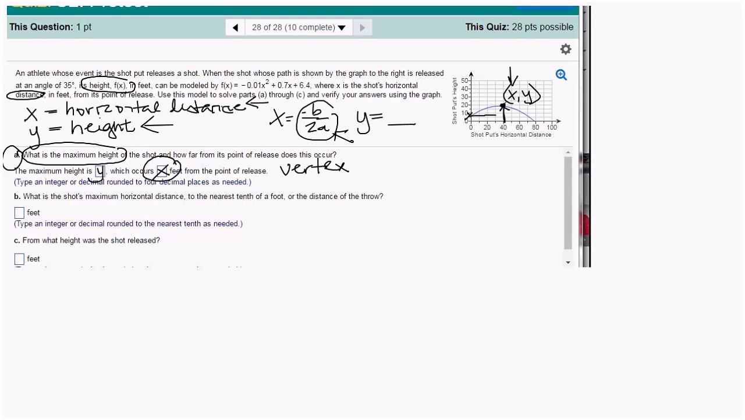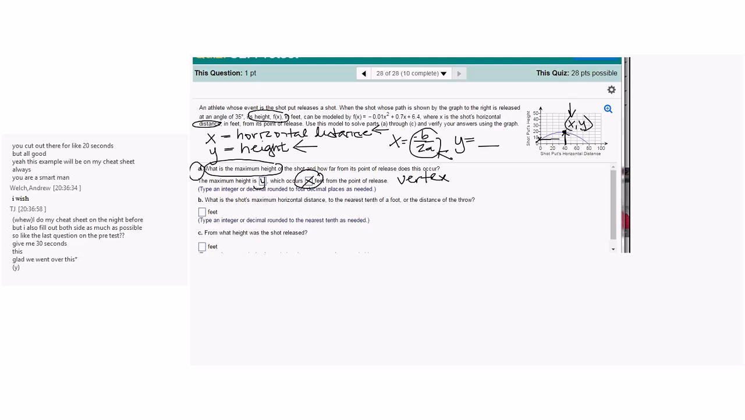Are you both okay with that for the A part? Yeah. Okay, cool. And then B, what is the shot's maximum horizontal distance to the nearest tenth of a foot, or the distance of the throw?